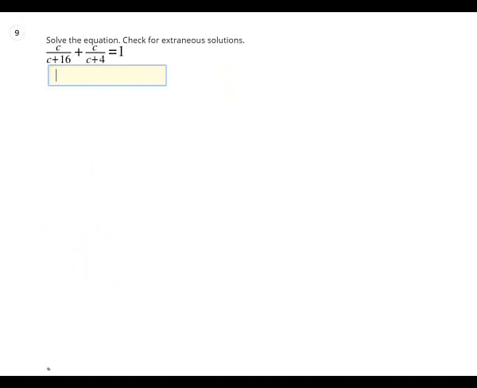Okay. All right, so solve the equation, check for extraneous solutions. So this is the thing where we multiply everything by the LCD. In fact, I'm going to write this bigger so I have space to do that. Plus C, notice I'm leaving space, equals 1. What's my LCD this time?